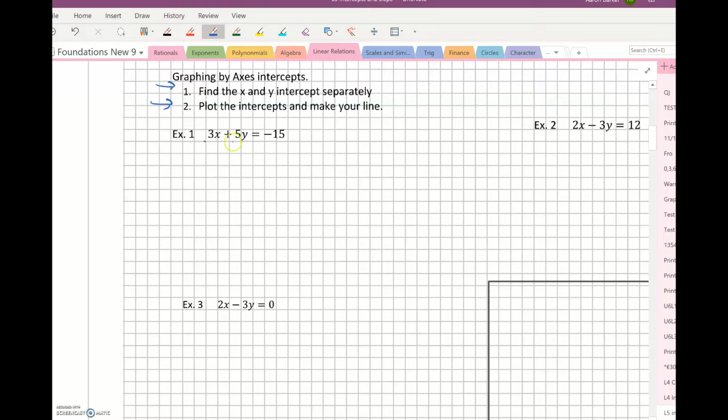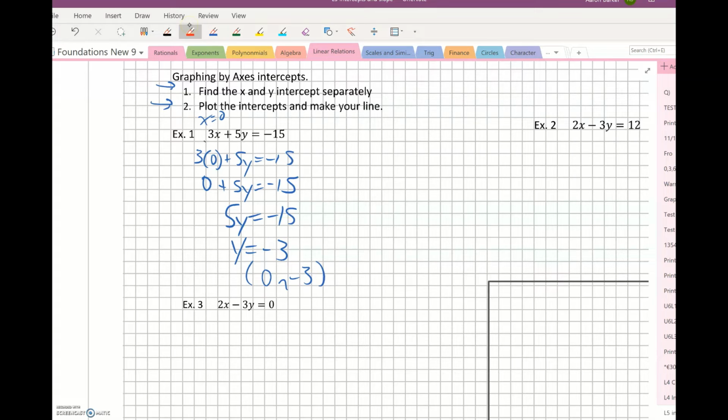This one here, 3x plus 5y equals negative 15. We're going to say x equals 0. We get 3 times 0 plus 5y equals negative 15. 0 plus 5y equals negative 15, and we get 5y equals negative 15, so y equals negative 3. That's the point (0, negative 3).